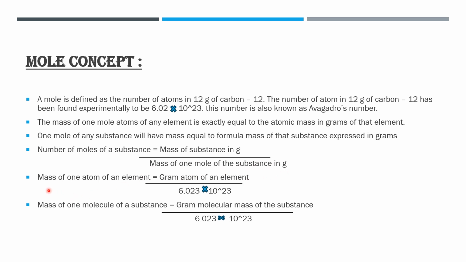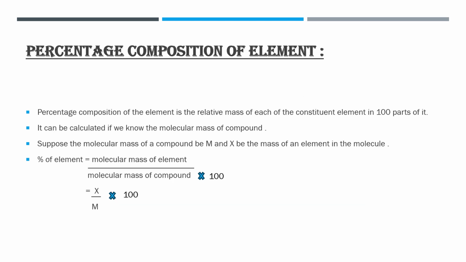Then the mass of one atom of an element can be given as the gram atomic mass of the element divided by the Avogadro number. The mass of one molecule of a substance can be given as the gram molecular mass of the substance divided by the Avogadro number. So this is what the mole concept involves. It is a very important basic topic, so we have to know it. Next we will move on to the percentage composition of an element.